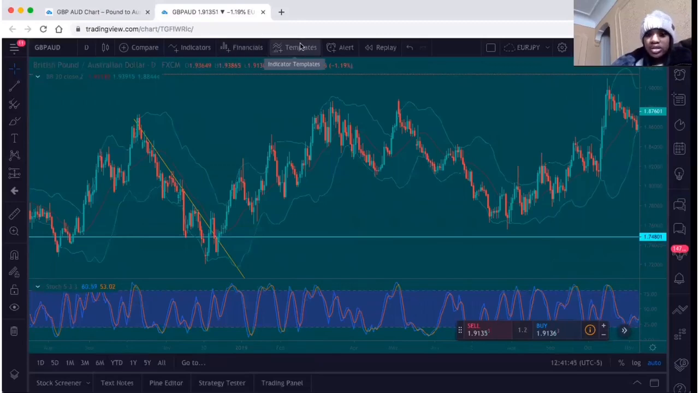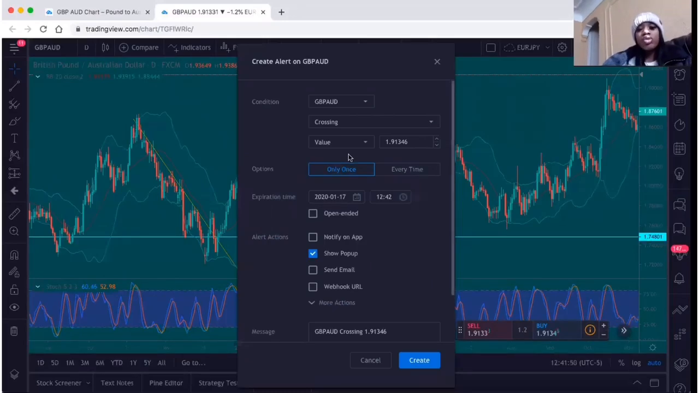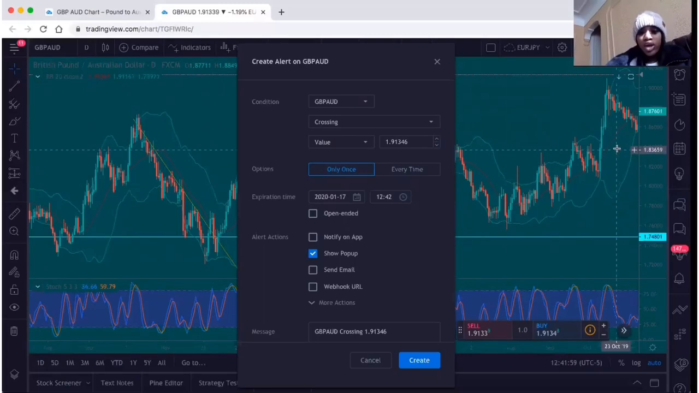Financial templates, indicator templates, alerts. Alerts are basically, you could put an alert on a pair when it is crossing a certain point to tell you when to look at a chart. So say you are on GBP AUD and you're like, okay, when GBP AUD hits whatever, I want to put an alert. You could put an alert so that you will actually look at the chart at that time and be like, okay, I want to buy or I want to sell because price has gotten to this level.